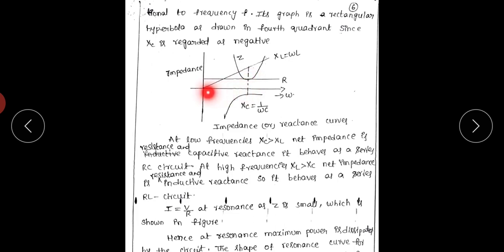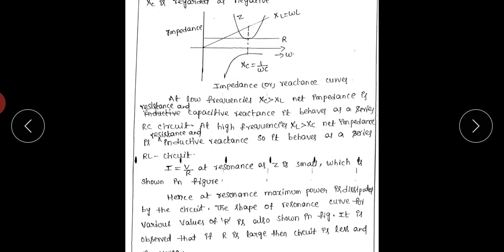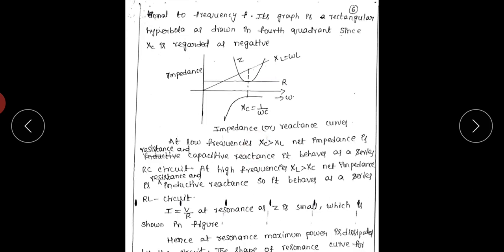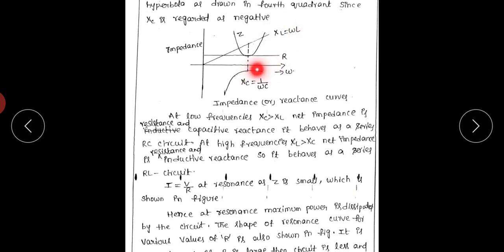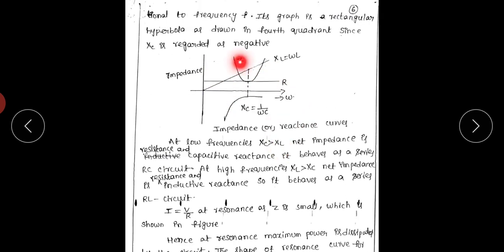Below the resonance frequency, the capacitive reactance is high compared to inductive reactance. In this case, the circuit acts as a series RC circuit. Above the resonance frequency, the inductive reactance is high compared to capacitive reactance. In this case, the series RLC circuit acts as a series RL circuit. So resistance is always constant with respect to frequency. This is the impedance versus frequency graph.